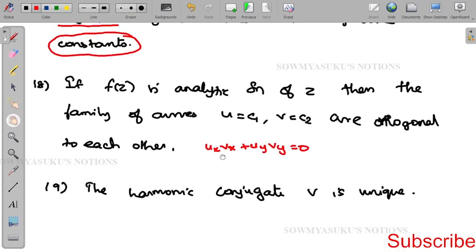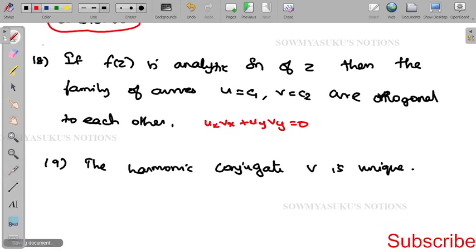Then we can see the 19th one. The harmonic conjugate of the function is unique. Right? The harmonic conjugate is unique. This is possible only up to an additive real constant. So remember, the harmonic conjugate is unique. And in the next video we will see how to use the Milne-Thomson method for finding the function to be analytic.